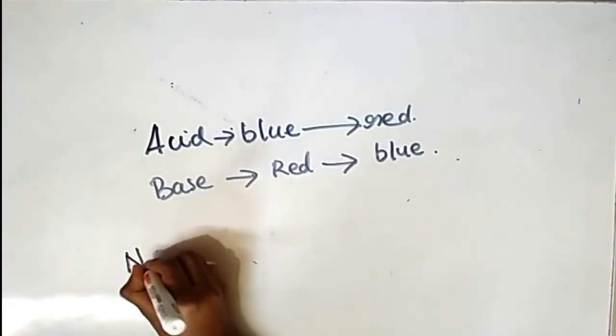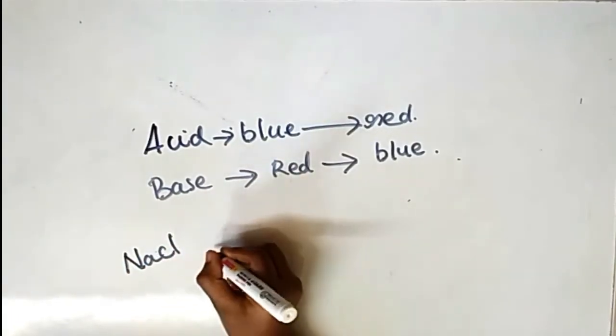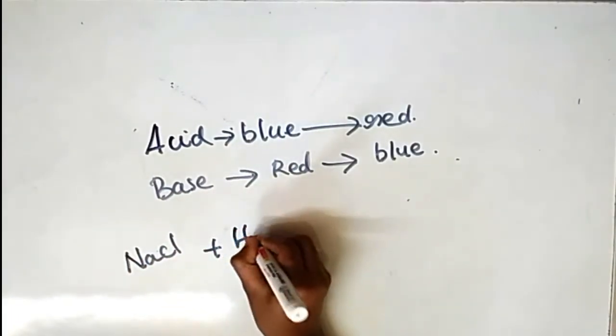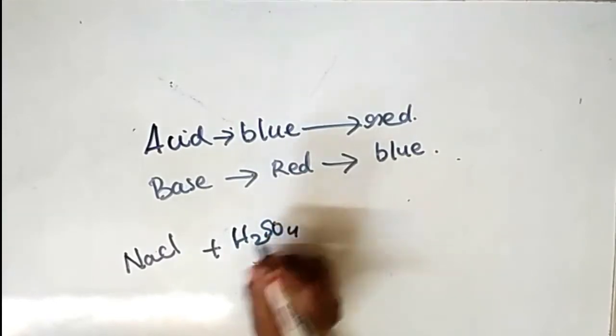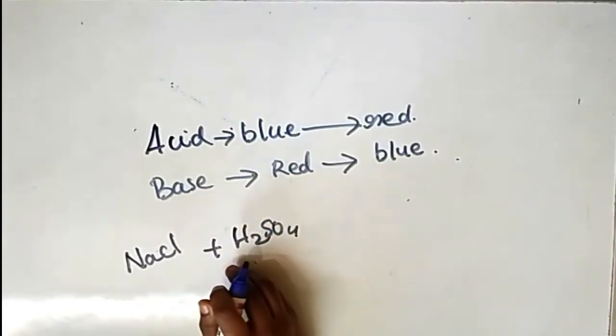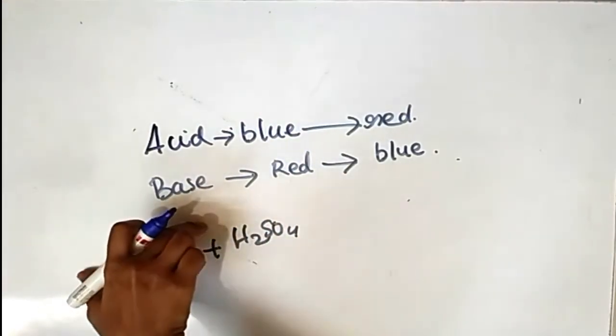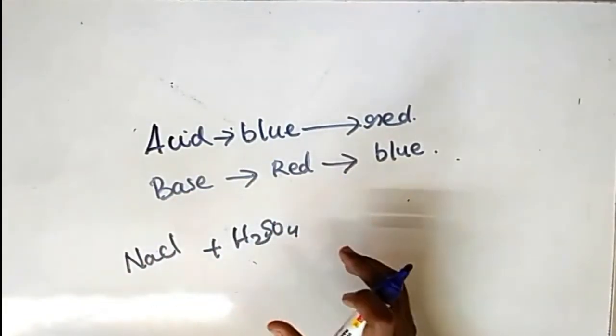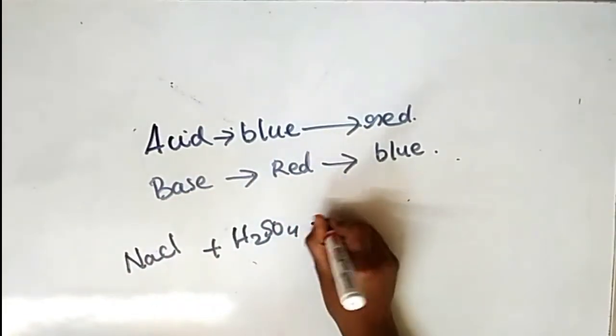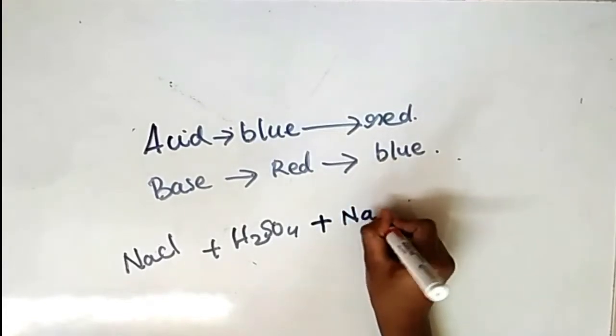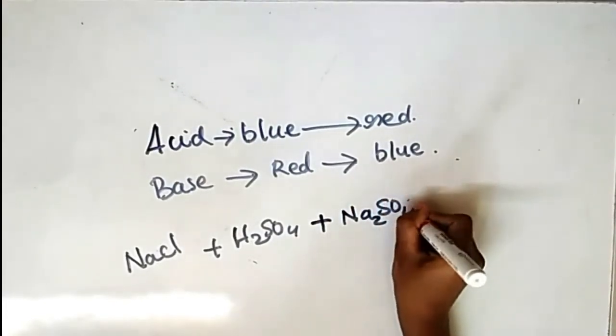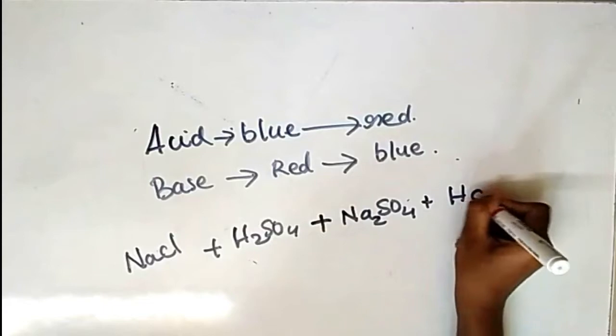Take dry NaCl and concentrated H2SO4. Make sure there is no water content. When they are mixed together, we get Na2SO4, that is sodium sulfate, plus hydrochloric acid is formed.